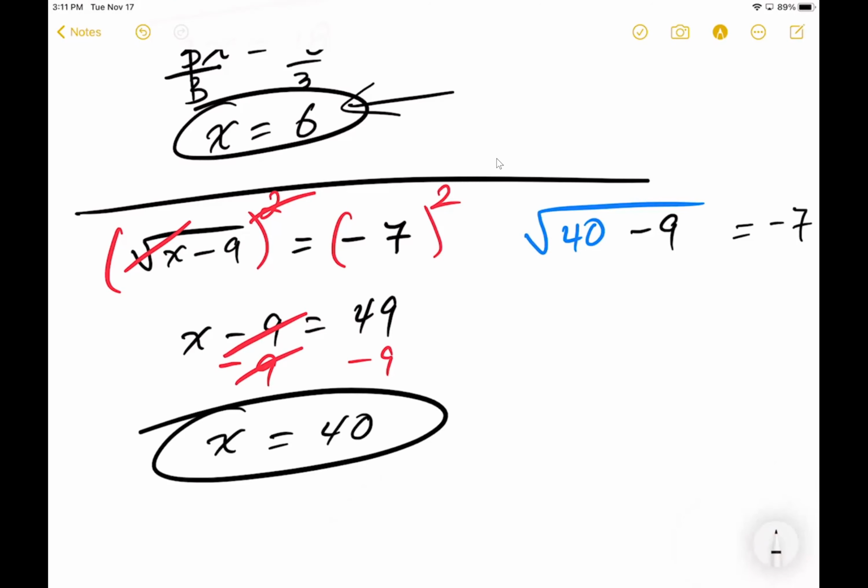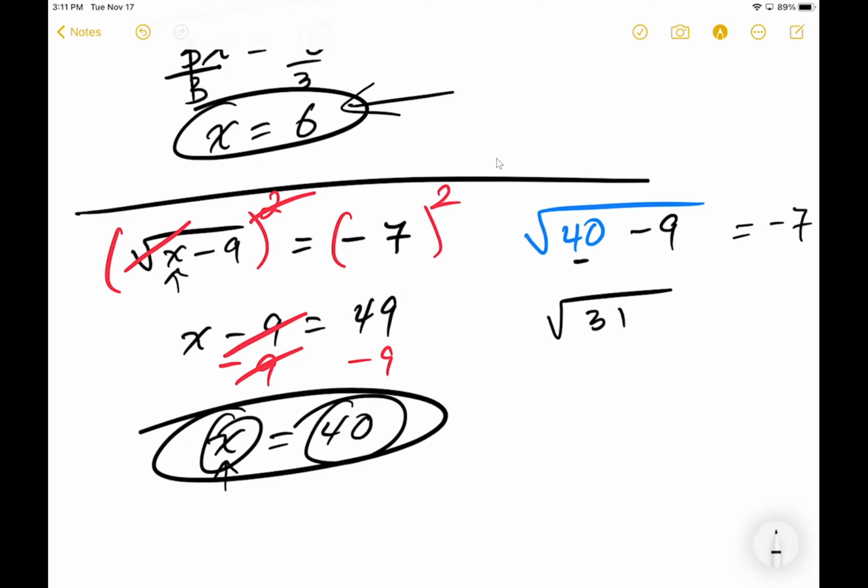Is this true? Well, let's take a look at this thing here. This is what you're looking for, right? You're looking for x, and we got it. We got x, and x we say is equal to 40. We plug in 40. So 40 minus 9, do you agree that 40 minus 9 gives you 31? And you say, wait a minute here. Square root of 31. 31 is a prime number.